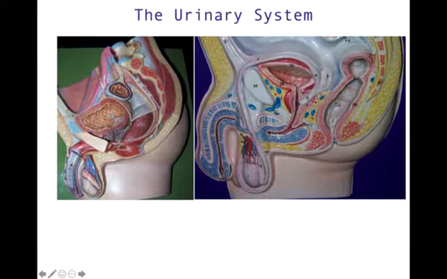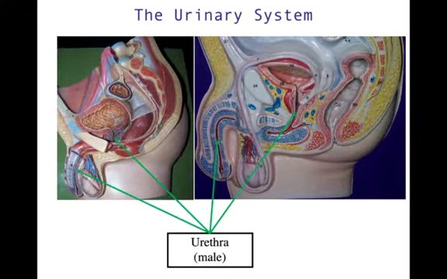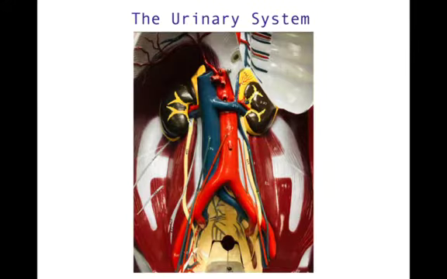So in males, the urethra is a lot longer, around 6 inches in length. In terms of function, it has the same function of transporting urine to the outside of the body, but it also has another function, which we're going to talk about when we do the reproductive system. In males, the urethra is also going to transport semen to the outside of the body. So that's our pathway. We go from kidneys to ureters to urinary bladder, and then urethra to the outside of the body.